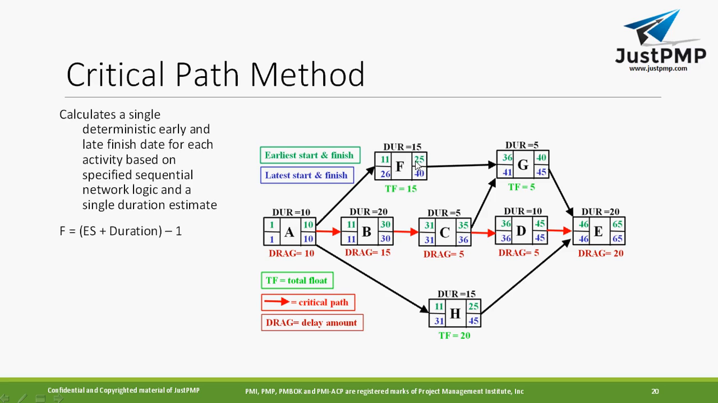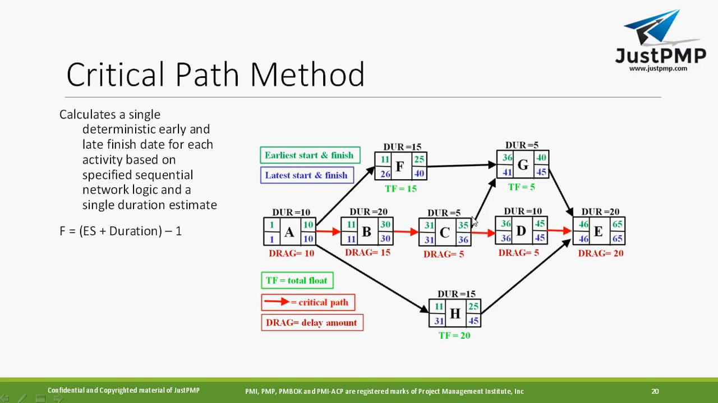This is how 25. So sorry, it's not the latest, it is the earliest finish, I'm sorry. So first we are considering the earliest start date and earliest finish. So the earliest finish date will be 25. How? 11 plus 15 minus 1, you have 25. Now after this is over, activity B, the next activity, is going to start.